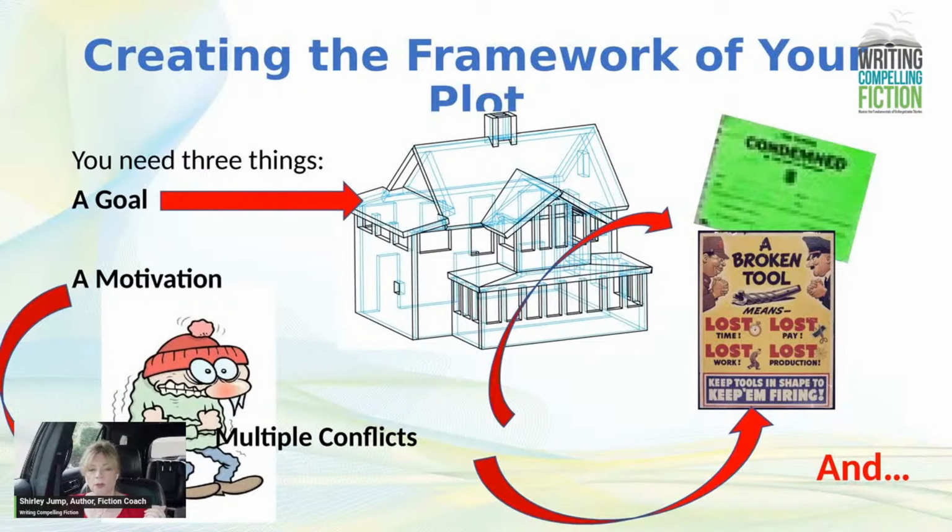So the framework of your plot has three things. It has a goal. So the character needs to have a goal that they're going to achieve. We're going to get into exactly how to create that in a second. They have to have a motivation for it. This guy's goal on this page is to build a house. And his motivation is because he's freezing and it's winter time and he wants to be in a house.